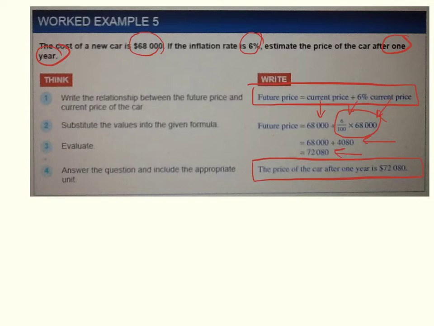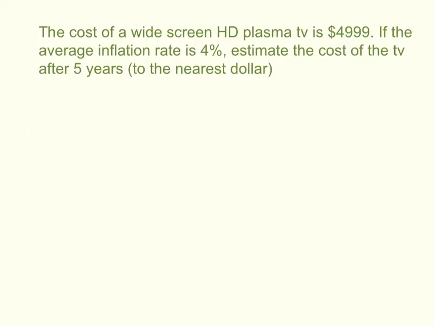So that's the simple version of inflation. The slightly more complicated, of course, uses compound interest, and that's what we'll show you on the next screen. So a slightly more complicated question might look like this. The cost of a widescreen HD and plasma TV is $4,999. If the average inflation rate is 4%, estimate the cost of the TV after 5 years. So I always circle the important information. They're my numbers that I'm going to have to use.